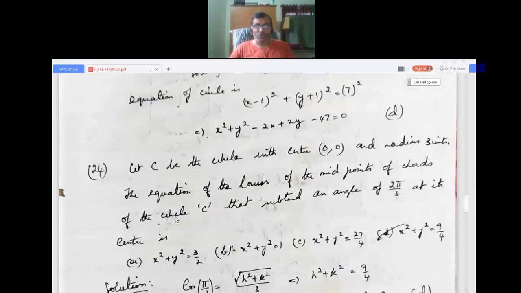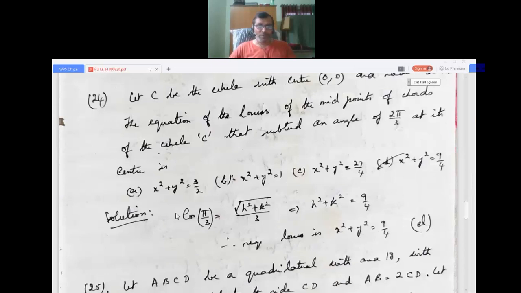The equation of the locus of the midpoints of the chords of the circle C that subtend an angle of 2 pi by 3 at its center is: x squared plus y squared equals 3 by 2, x squared plus y squared equals 1, x squared plus y squared equals 27 by 4, x squared plus y squared equals 9 by 4.